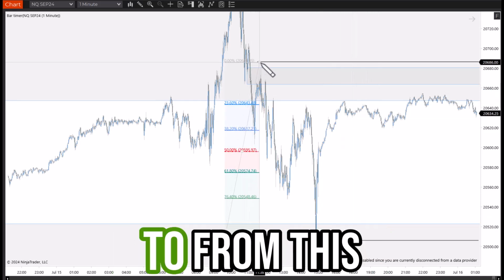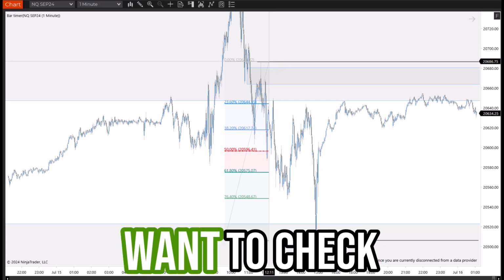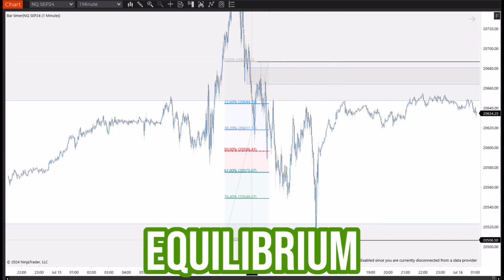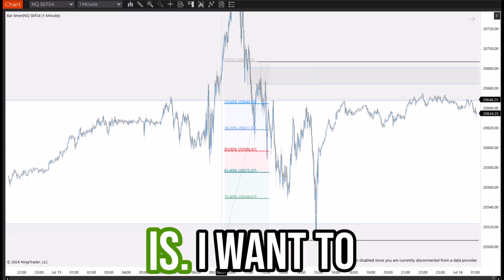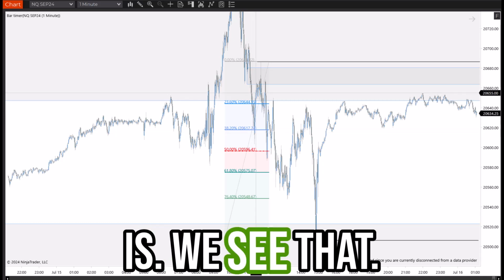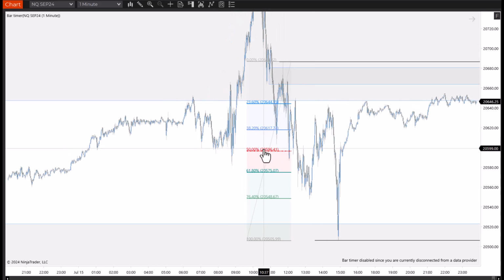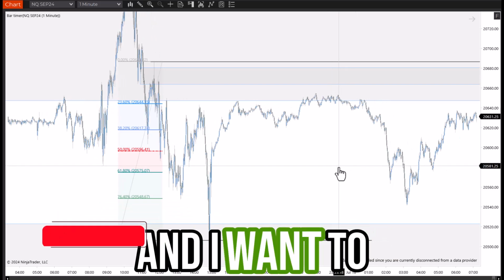So I want to pull out my fibs and I want to mark off where discount is. So I'm aiming for the lows down here. Discount is anything above 50%, so we have our 23.6 and our 38.2. Nothing beats 0% though for discount. So I'm going to bring that along here as we go into this range.